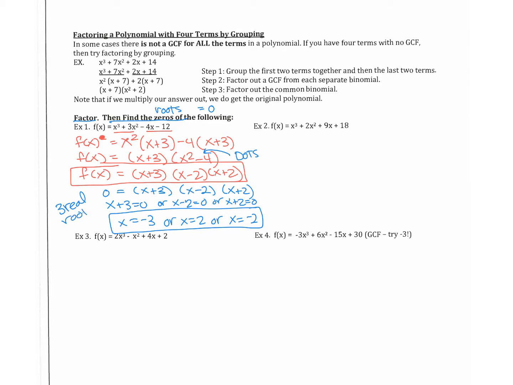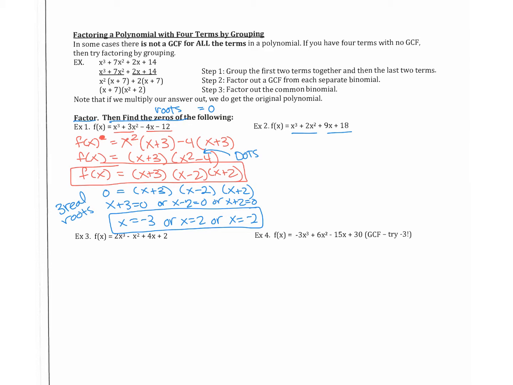They are real roots because I can actually physically graph them on the x-axis, and I could graph my polynomial. Non-real roots would be something that would have an i in it. So let's look at something like that. In this next problem, I have the same situation. There's no GCF, so I'm going to use my factor by grouping.